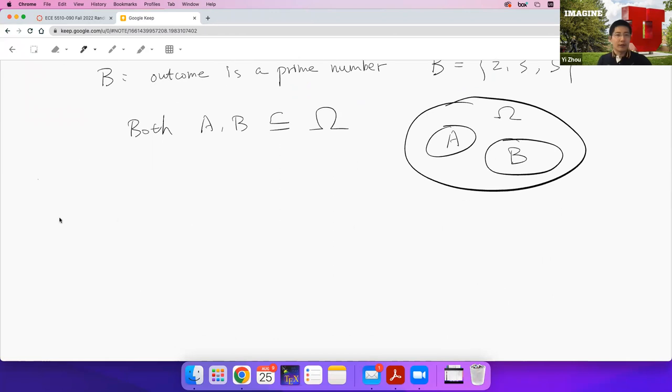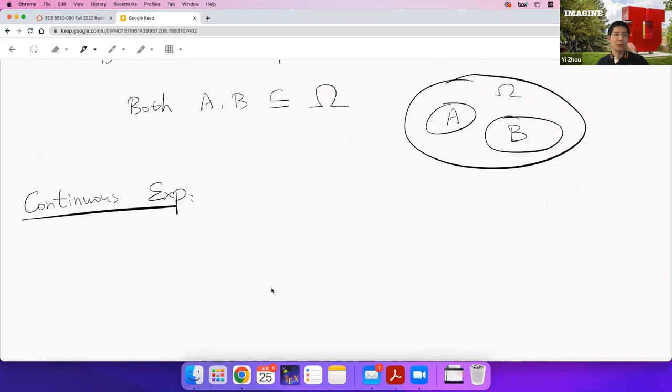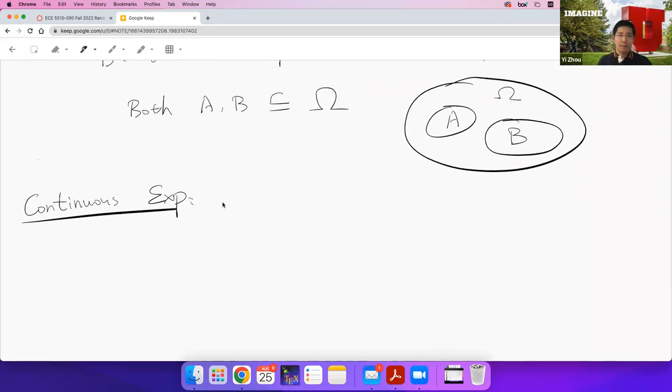So now let's consider a continuous example, which will cause some problems later on for the traditional probability theory. So continuous experiment. And here let's consider a very simple experiment. So consider a bus that may arrive between 9 to 10 a.m.